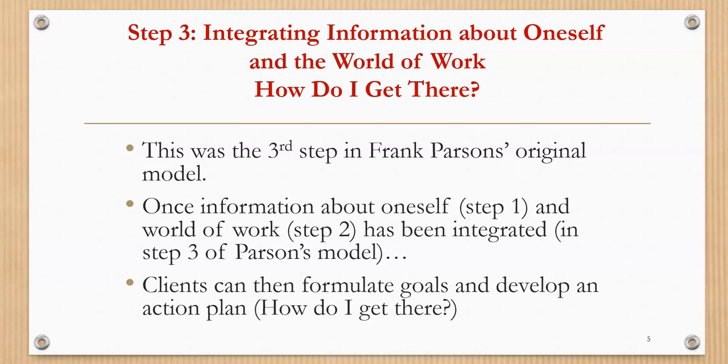When we look at the third step in the model, how do I get there? The third step in Frank Parsons' original model, which you were exposed to in the theories course, was integrating information about oneself and the world of work. Once information about oneself in step 1, who am I, and the world of work, what's out there in step 2, has been integrated, that integration happens in step 3 of Parsons' model. And it has evolved to now be a third part of the career life planning model, how do I get there? And this is the part of the model where clients can then formulate goals and develop an action plan to actually achieve those goals.